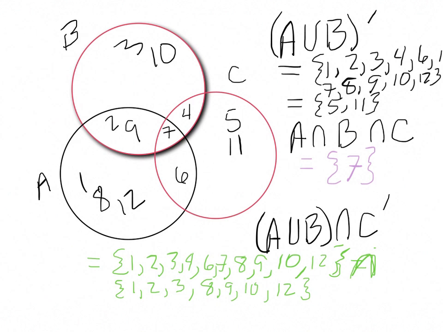Well, you can see that 1 is in both, 2 is in both, 3 is in both, not 4, not 6, not 7, but 8, 9, 10, and 12. So the intersection is going to be that set of elements. So it's going to be 1, 2, 3, 8, 9, 10, 12, and that's it. So if you understand that, then you'll be ready for today's assignment.